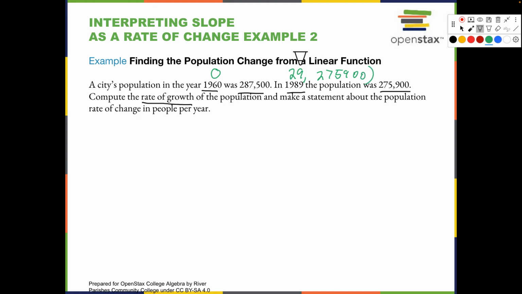275,900. And this would be 0, 287,500. And again, we could do the same thing where we line them up, and maybe this time we could put the larger number on top, and that might make the subtraction easier for us. And that's the nice thing we can do, is we can do it in any order we want, and as long as we're consistent, we will get the right values.